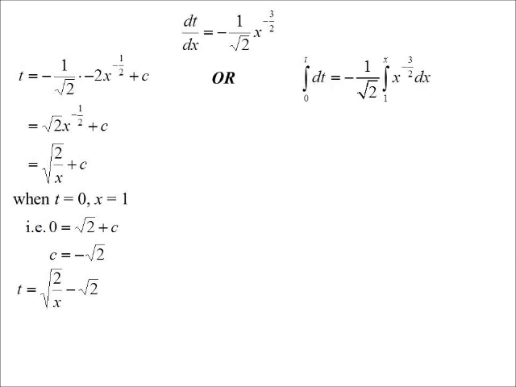Of course, if I did that as a definite integral, then the dt dx, I'll separate the variables. This time the linking information on the bottom of the integral there was that when t equals 0, displacement was 1.